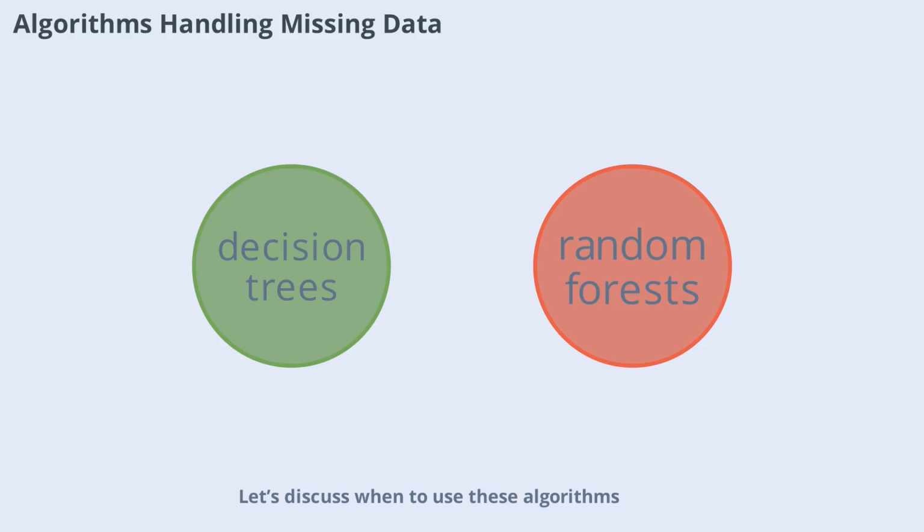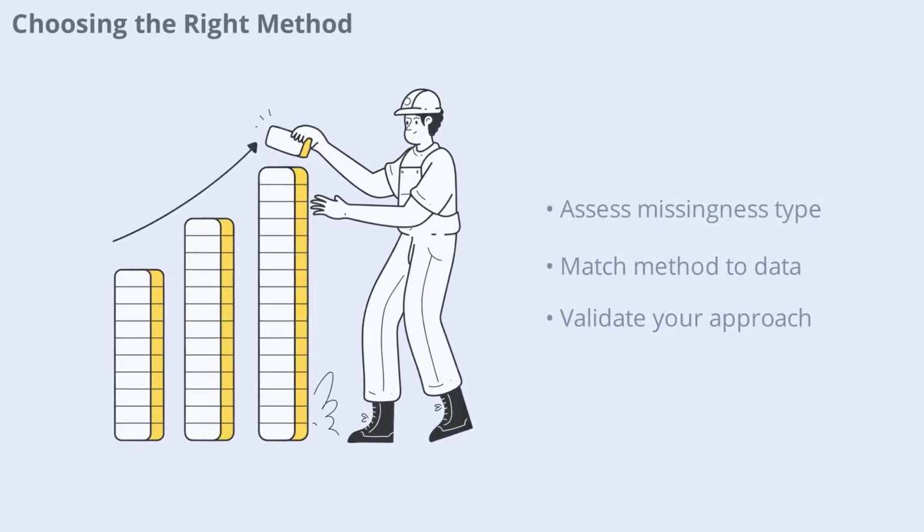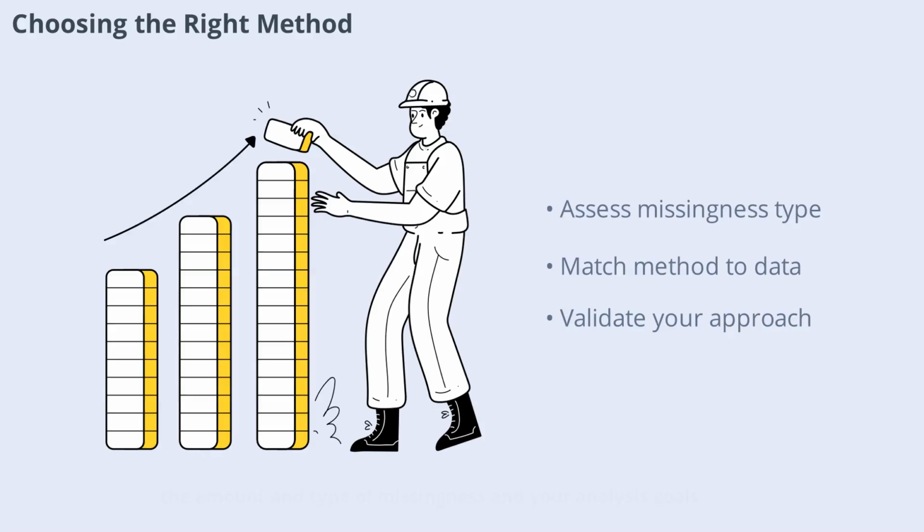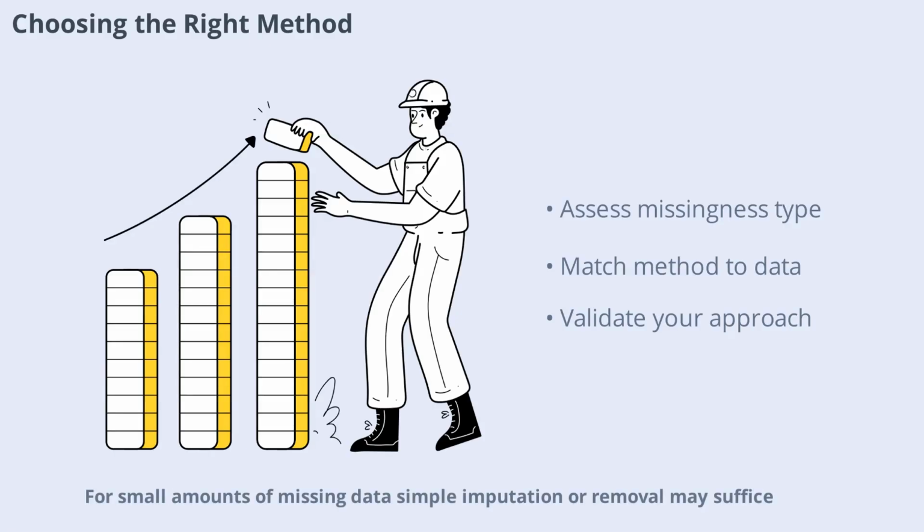Let's discuss when to use these algorithms. Choosing the right method depends on your data, the amount and type of missingness, and your analysis goals. For small amounts of missing data, simple imputation or removal may suffice. For larger or more complex datasets, advanced methods or algorithms that handle missingness directly are better. Always consider the impact on your results and validate your approach.